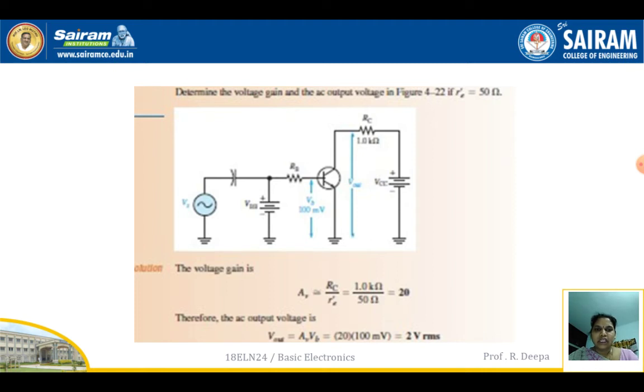RC is given as 1 kilo ohms and RE dash is given as 50 ohms. So AV is equal to 1K divided by 50, we are getting as 20. And what about the AC output voltage? The AC output voltage is taken across the collector terminal, which is written as Vout, which is equal to the gain multiplied by the input voltage to the transistor. So input voltage to the transistor is VB, which is given as 100 millivolt. So AV into VB, that is 20 into 100 millivolt, we are getting as 2 volt.